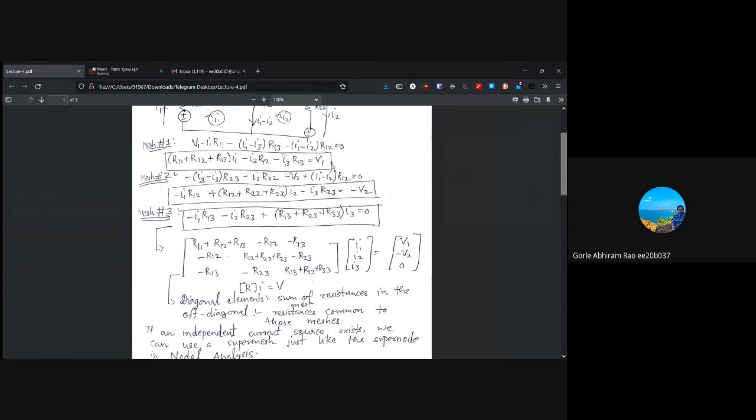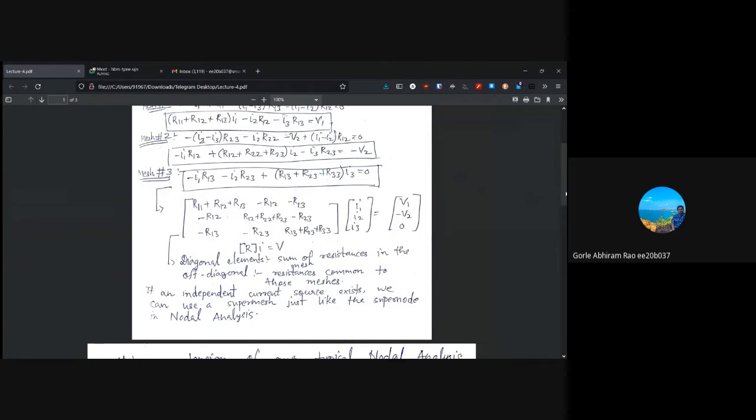Just like we did previously, we can get these variables, that are I1, I2 and I3, into a vector, and the resistances into another matrix. So we have these terms here, R11 plus R12 plus R13 and various other terms. And this I1, I2, I3 is going to be our variable vector. On the right hand side, we have our source vector. Since we have two voltage sources connected, we have our source vector V1 minus V2 and 0. And this can just be written as R matrix into I equals V.